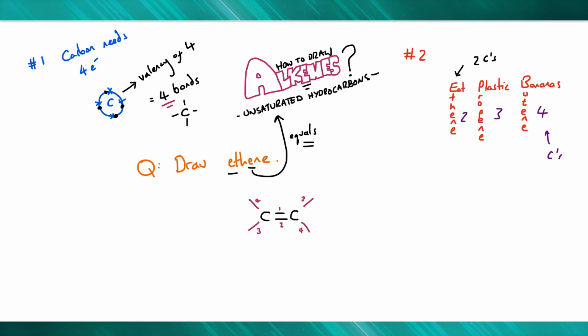Every carbon atom now has 4 bonds, and then finally it's a hydrocarbon, which means we fill it out with hydrogen and carbon. We've already got our carbons, therefore we just put our hydrogens in. So it's C2H4.